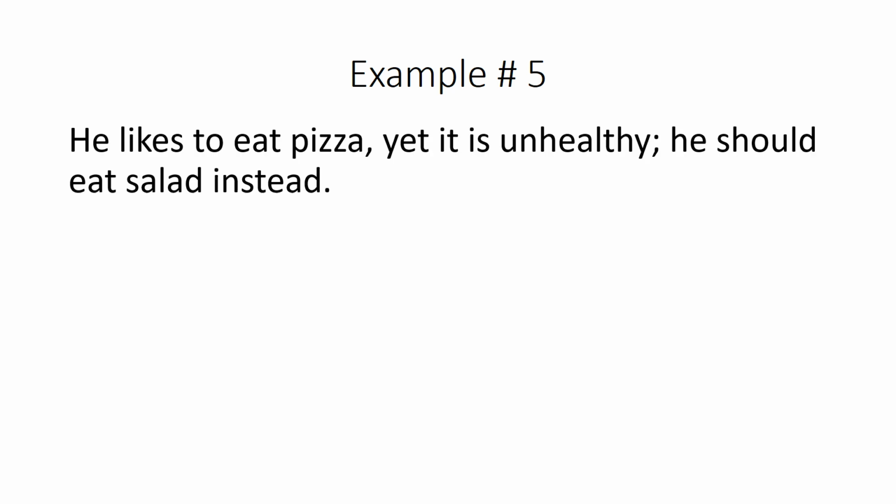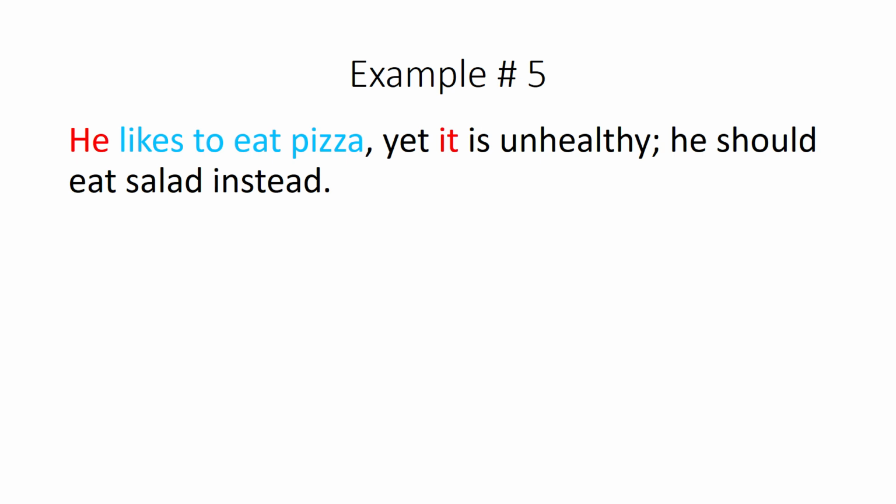And the last example. He likes to eat pizza, yet it is unhealthy; so he should eat salad instead. He is the first subject. Likes to eat. Notice there are two verbs in there, likes and to eat. Whenever you have the verb like, it has to be followed by another verb. So that's the verb, and pizza is the object. So likes to eat pizza, that's the predicate. You have one independent clause there.